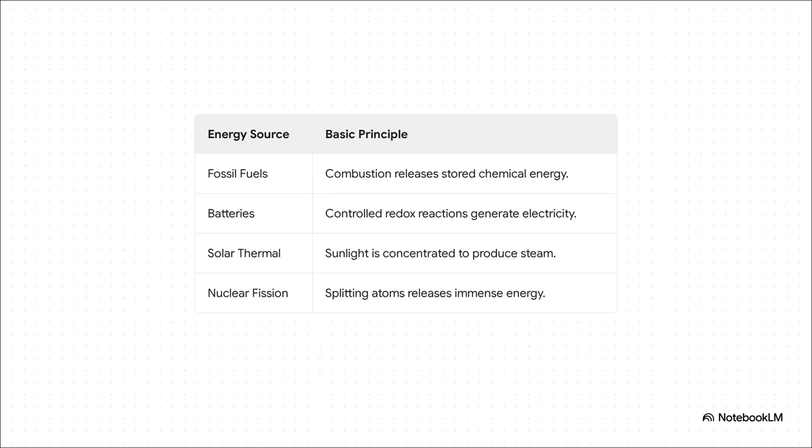So, how do we actually harness all this energy? Well, this table shows a few of the big ways. We burn fossil fuels through combustion to get heat. We use controlled chemical reactions in batteries to get electricity. We can concentrate sunlight to boil water and make steam, or we can split atoms and release immense power. Each one of these is just a different method for unlocking the potential energy that's stored in matter.